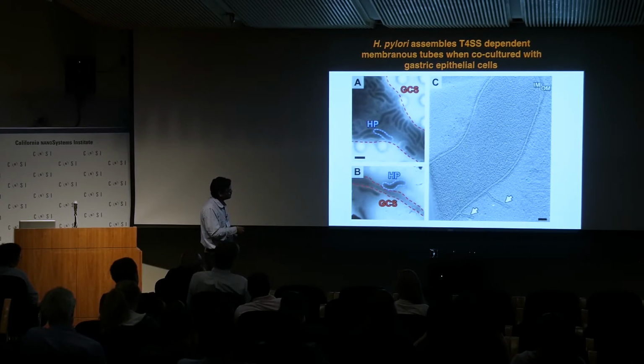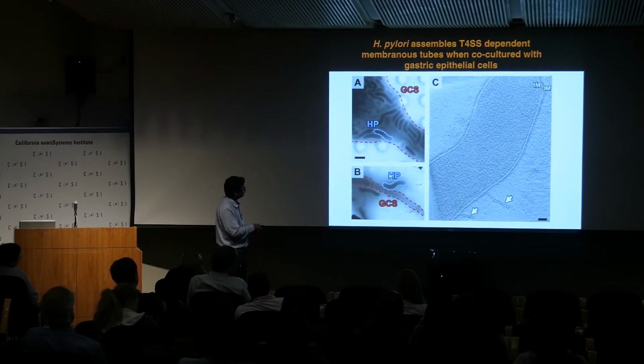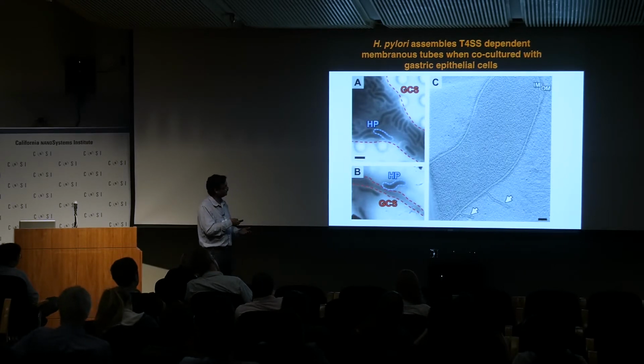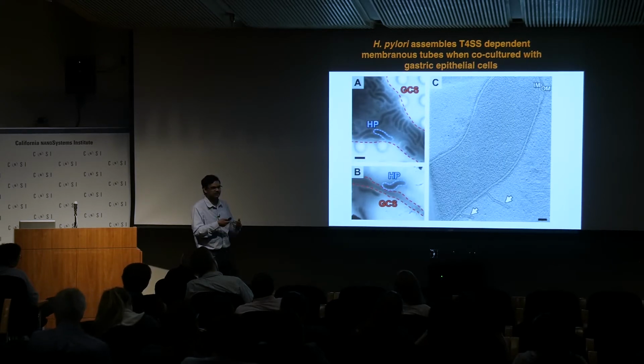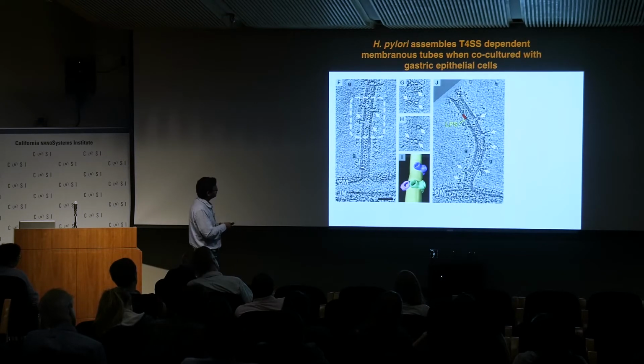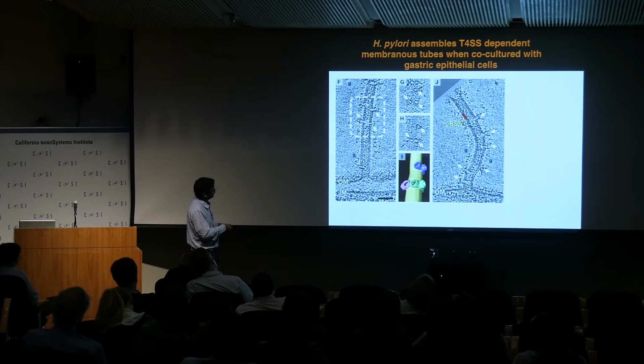This is a tomographic slice. So very interestingly, what we saw is that whenever we co-cultured Helicobacter pylori cells with gastric epithelial cells, they always produce these long tubes. These are membranous tubes, and if you just grow the bacteria separately, then we never see these tubes. These tubes have some port-like structures at different places, and these are quite open. These are membranous, of course.